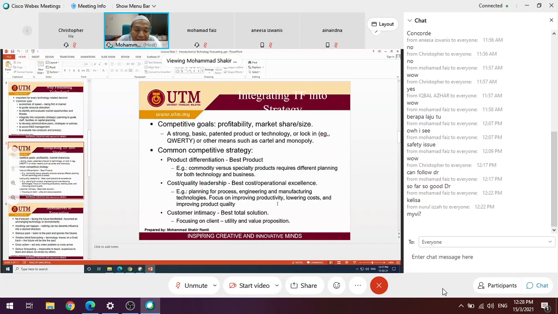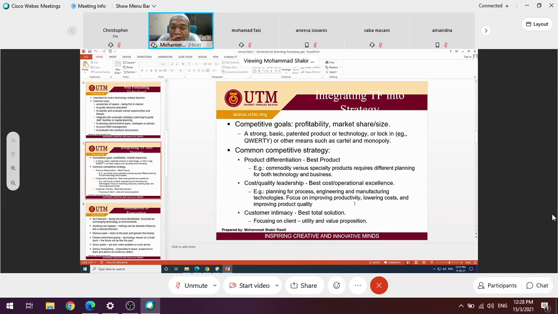Okay, here I give you two examples of competitive goals: profitability and market size. If you're in strategic management, your goal is to achieve profitability or to broaden your market share and market size. Of course, you need a strong, basic, patented product or technology. You need protection like a patent, but your technology itself must be very strong or basic.